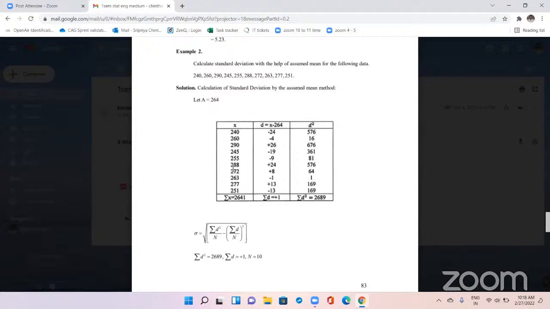This is one side, the even number side. On the odd number side, suppose only 9 numbers are given. You should take the middle value. The 5th number is the middle value. You should take the 5th value as A. You should get it in only 4 minutes.